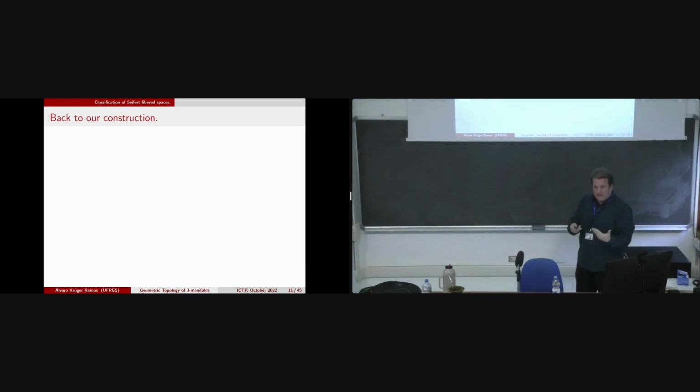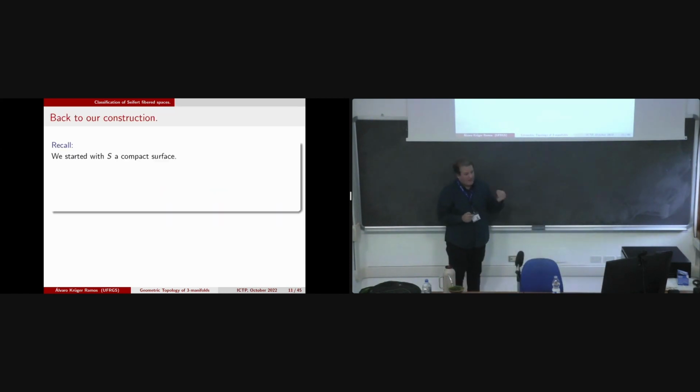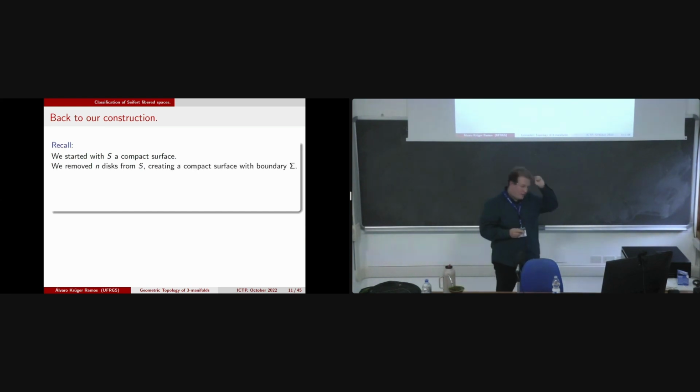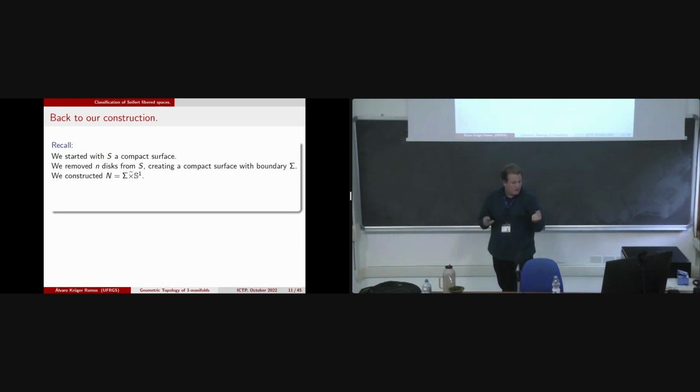Okay, so let's go back to our construction. Remember that we still need to do this meridian and longitude choice. This, I told you before, is the hard part. And let's make this choice. Recall, we started with a compact surface. We removed disks from it, and now we have a compact surface with boundary that was sigma. And we constructed this bundle if sigma is non-orientable, and the product if sigma is orientable.